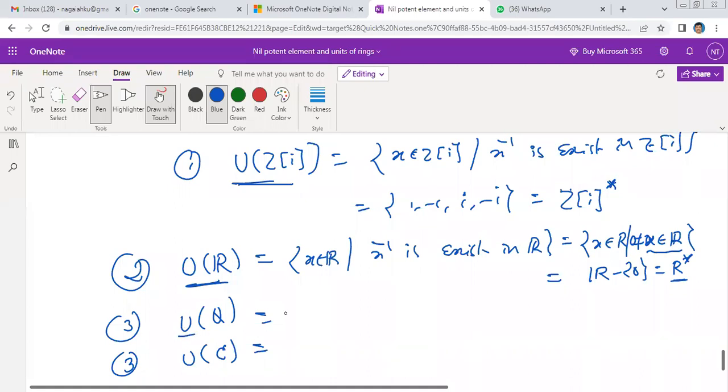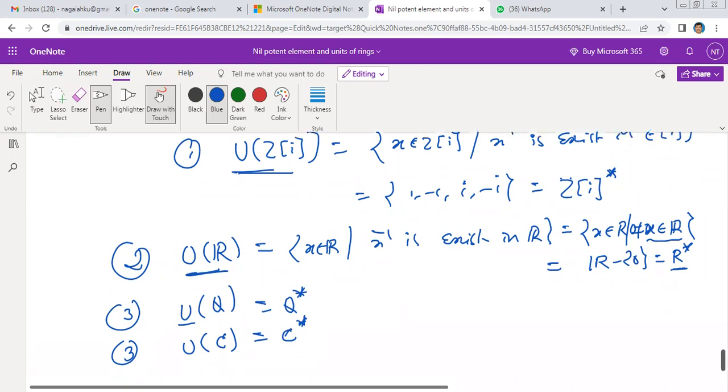What are the units of rational numbers? Every non-zero number. అంతే కదా. దీనికి కూడా సేమ్ అదే అవుతుంది. Q star ఏనా? Yes, sir. Every non-zero element in Q has a multiplicative inverse. Therefore, units of Q is equal to Q star. Units of complex numbers also C star. These are the units of R, C, Q.